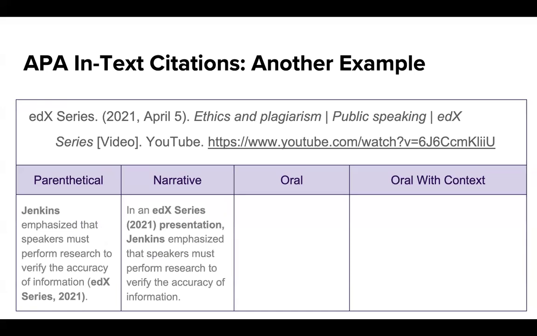If for some reason I felt that I needed to draw the reader's attention to the edX series itself in my text, I could use a narrative citation format. In an edX series 2021 presentation, Jenkins emphasized that speakers must perform research to verify the accuracy of information. So notice that because the author here is the edX series, I put the year 2021 immediately after their name in the sentence. I didn't put it after Jenkins's name because Jenkins is not considered the author here.